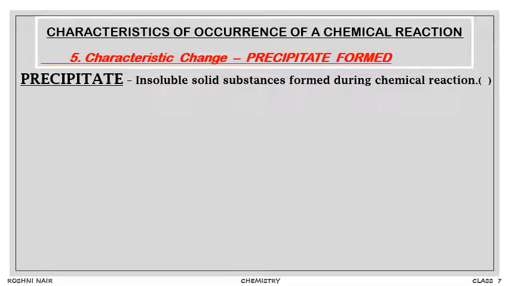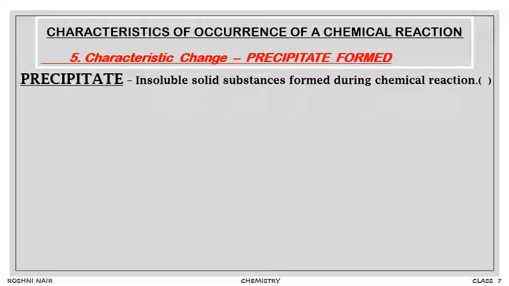Now coming to the next type of characteristic change, that is precipitate formed. Before understanding the examples or next activity, let us understand what is the meaning of precipitate. Precipitate is defined as an insoluble solid substance. Insoluble means which will not dissolve. An insoluble solid substance formed during a chemical reaction.